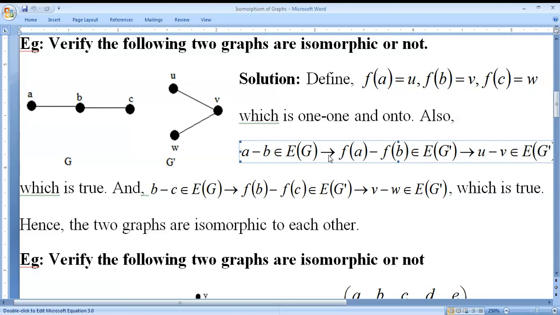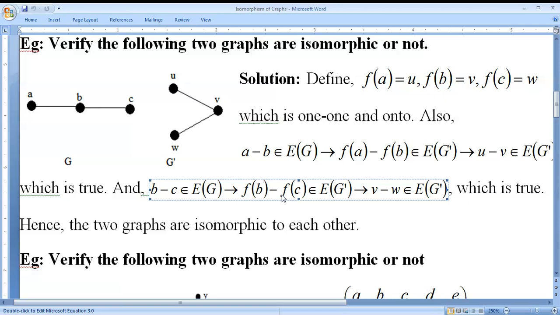Correspondingly you need to verify f of B, f of C is an edge in the second graph. BC is an edge in the first graph. You need to verify whether f of B, f of C is an edge in the second graph. f of B means V, f of C means W. So clearly VW is an edge in the second graph.